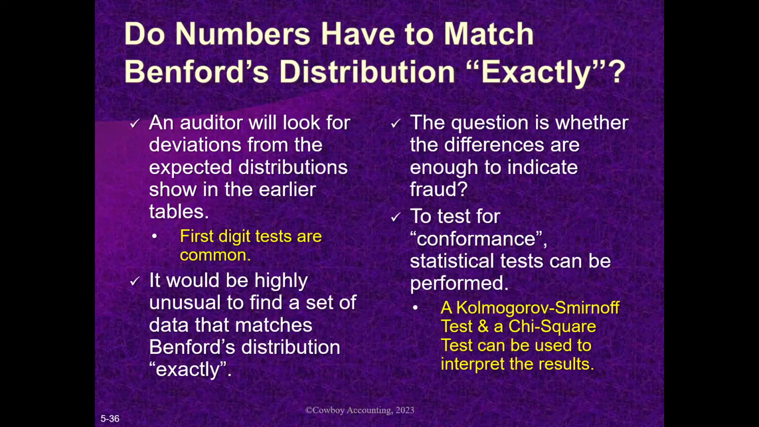So we do a test for conformance. How well does our data set conform to Benford's distribution? And for that, we're going to use either a Kolmogorov-Smirnov test or a chi-square test. Another one that can be used is a mean-squared difference test, which is the one I'll demonstrate in an example data set later. So there are tests you can use that will help you to identify problems in your data and whether or not those problems are significant enough to cause you concern.